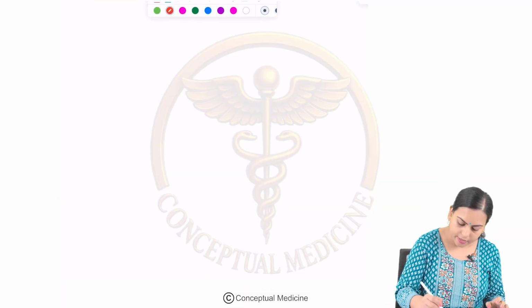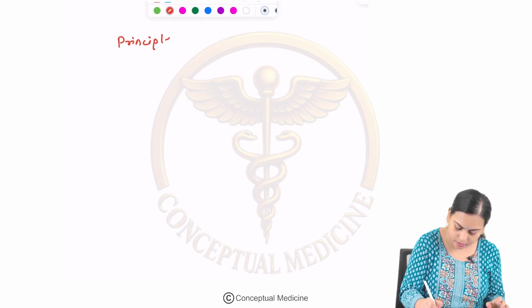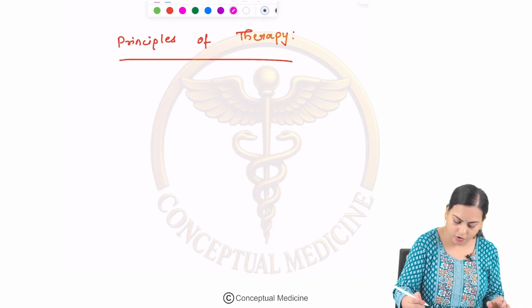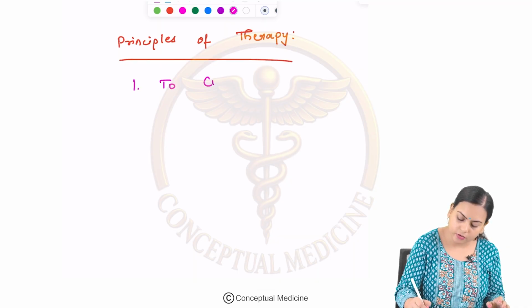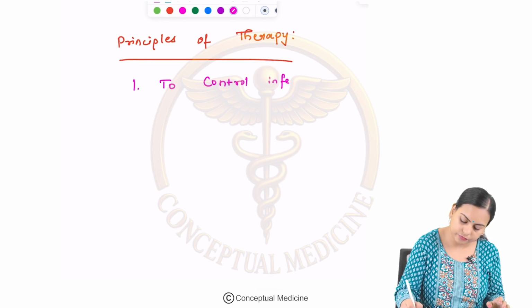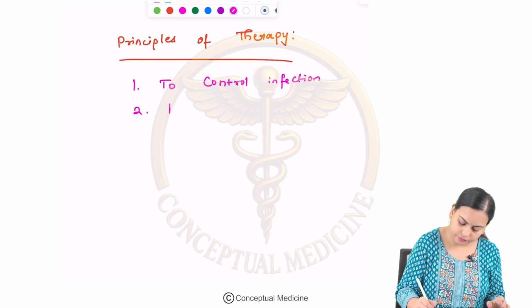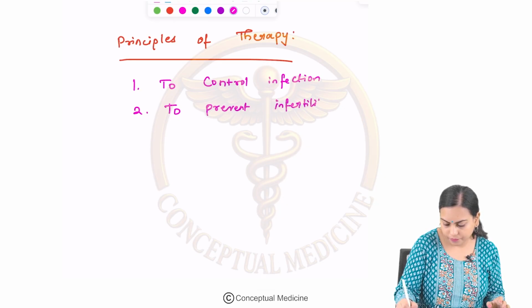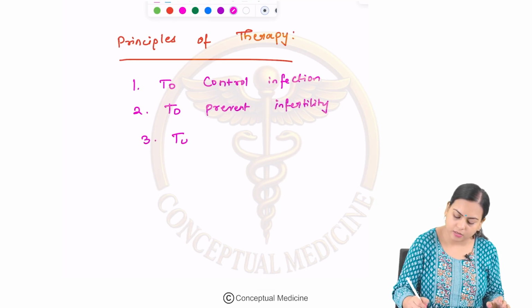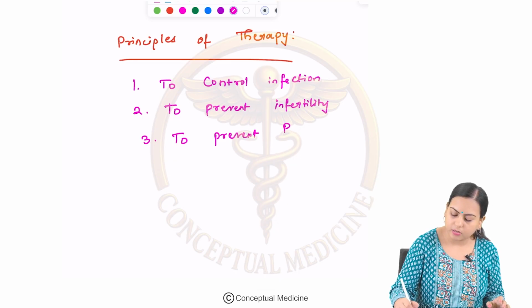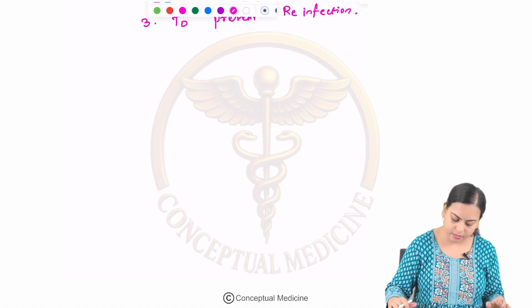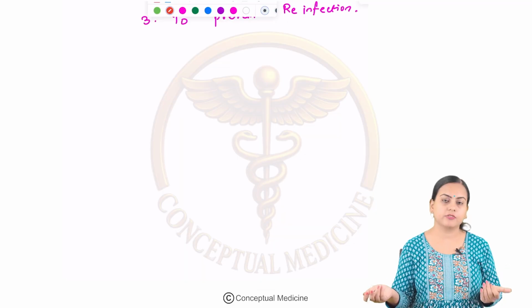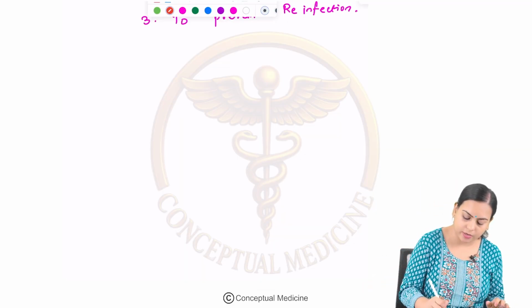Okay, and when we go for management, the principles of therapy are, first, to control infection, second, to prevent infertility, and number 3, you have to prevent reinfection also. Clear? Right. So, when you are doing outpatient treatment, nowadays we are doing one-way outpatient treatment, okay, mostly.